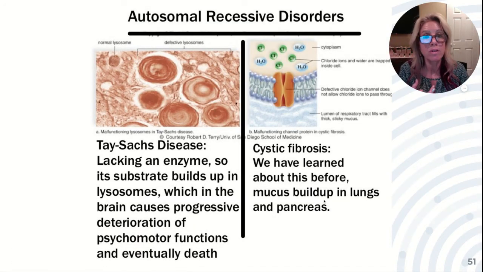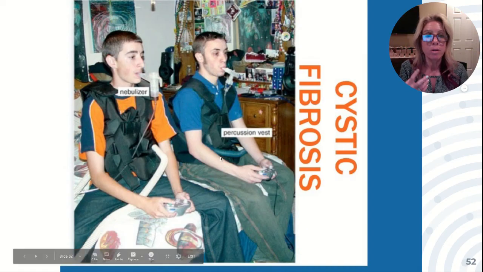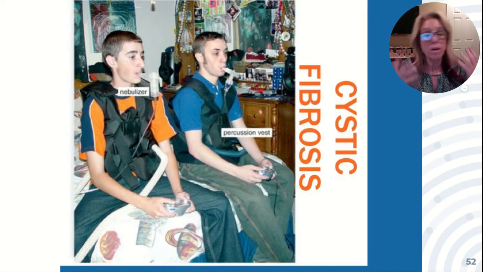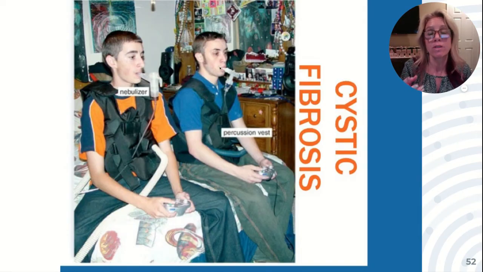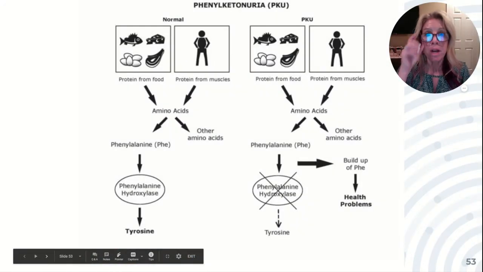Another one is cystic fibrosis. We talked about that earlier, when you have channels that are not the right shape, and so the chloride ions can't move. That's another example of a recessive disorder. In cystic fibrosis, you remember that mucus accumulates in different organs, not just your lungs. And these gentlemen are wearing percussion vests to kind of break up the mucus so they can spit that out. And then they're breathing in higher levels of oxygen because they can't pick up the oxygen as well. Okay, so that is another one.